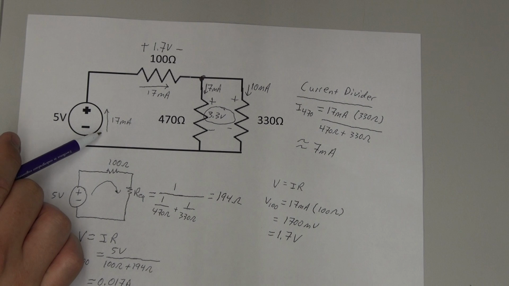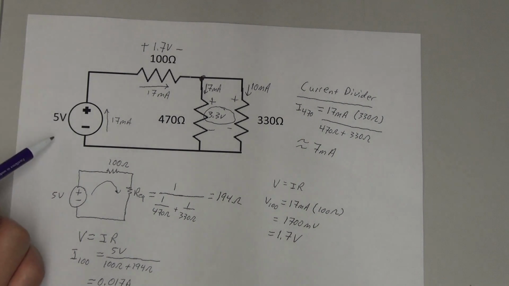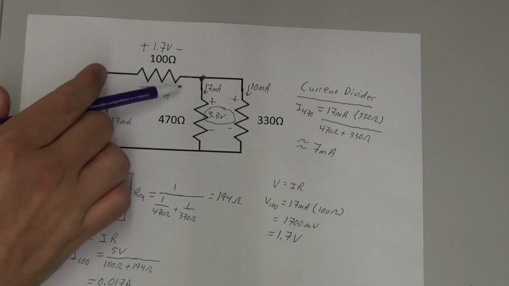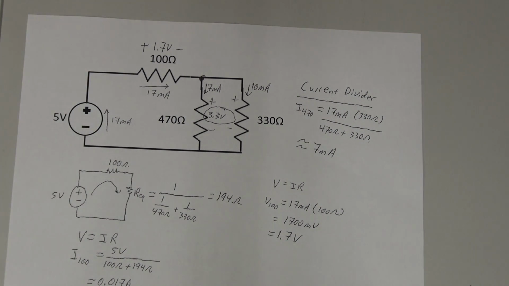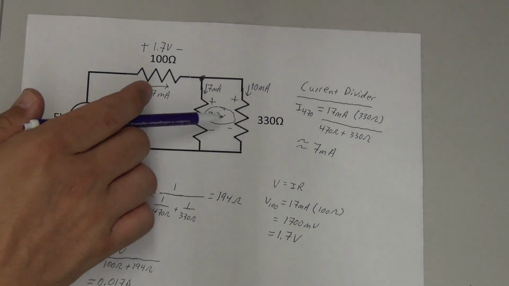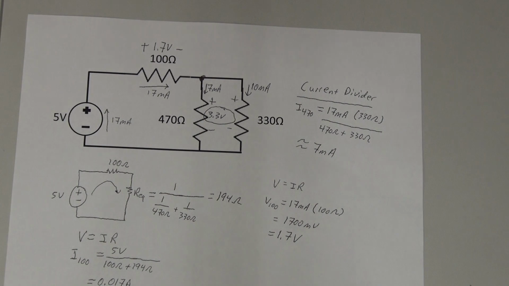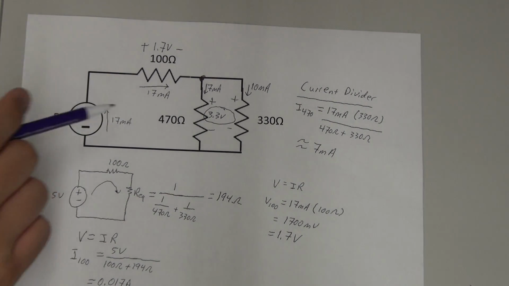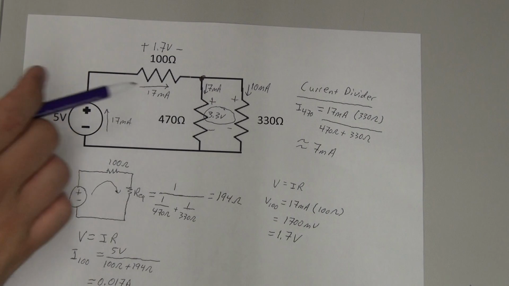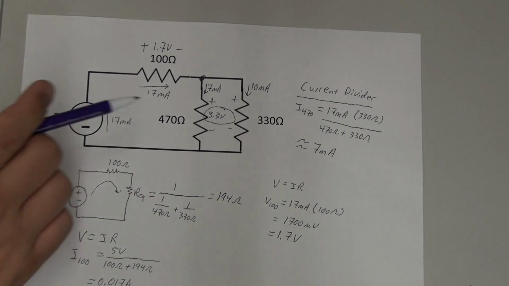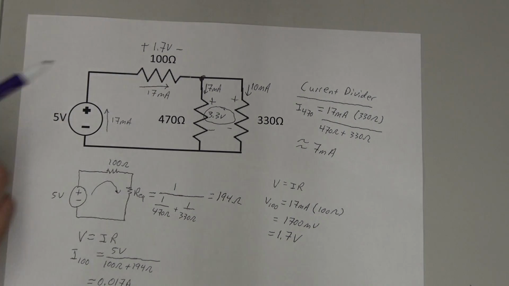We have 17 milliamps coming through this 5 volt source, which gives a gain of 5 volts of potential. We have 17 milliamps going through a 100 ohm resistor, which results in a drop of 1.7 volts. And we have 2 resistors in parallel, both with a drop of 3.3 volts. This 470 ohm resistor with a 7 milliamp current coming through it, and the 330 ohm resistor with a 10 milliamp current coming through it. So that completes our analytical solution.